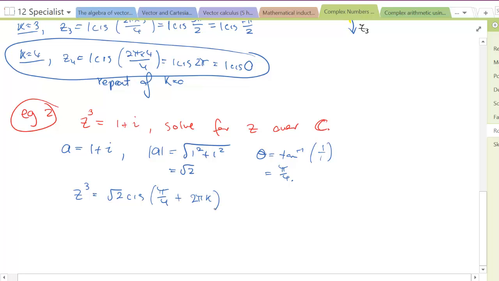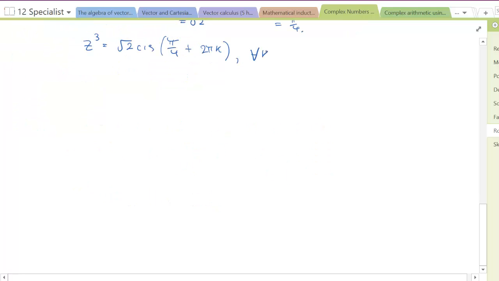So we can't forget that 2 pi k because that considers all the coterminal solutions for all values k which are elements of a set of values 0, 1, and 2, because that covers the unique solutions, and after that we start repeating.